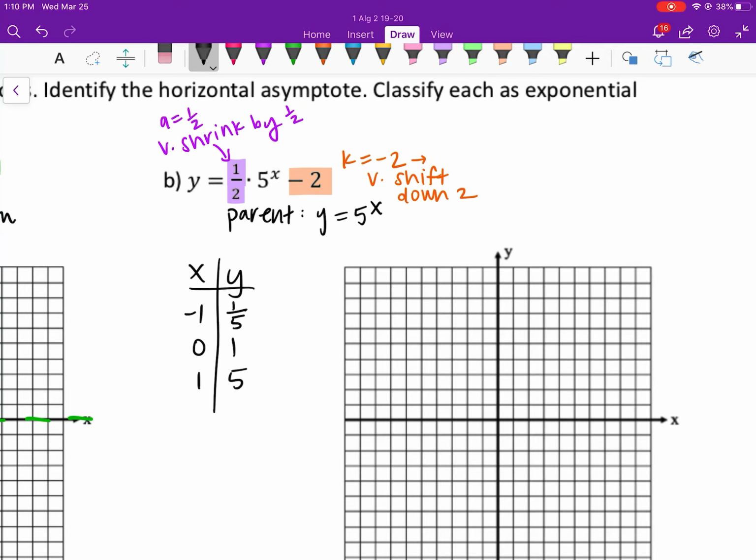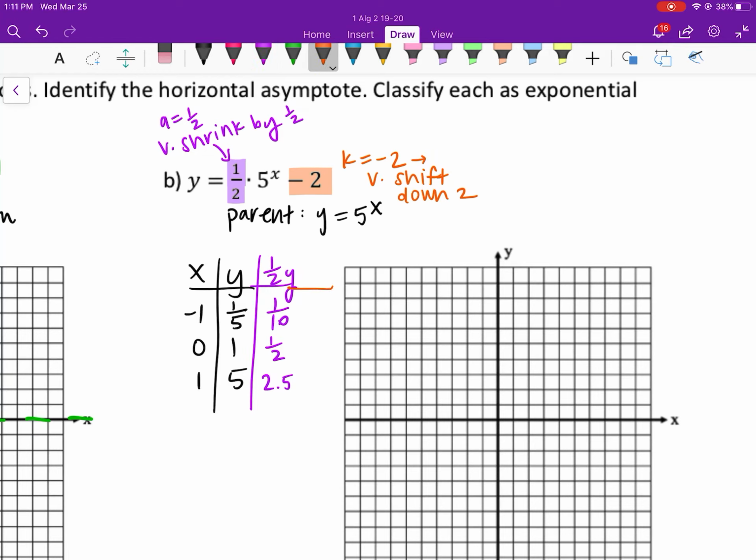You can either think alphabetically or using PEMDAS. Multiplication first. So we are going to take each y coordinate and multiply by 1/2, because we have a vertical shrink. Well, 1/2 times 1/5, if you want to plug it into your calculator, you'll find that it's 1 over 10. 1/2 of 1 is 1/2. 1/2 of 5, we often will just leave it as a fraction, 5/2, or if you want to write it as a decimal and call it 2.5, that's okay too.